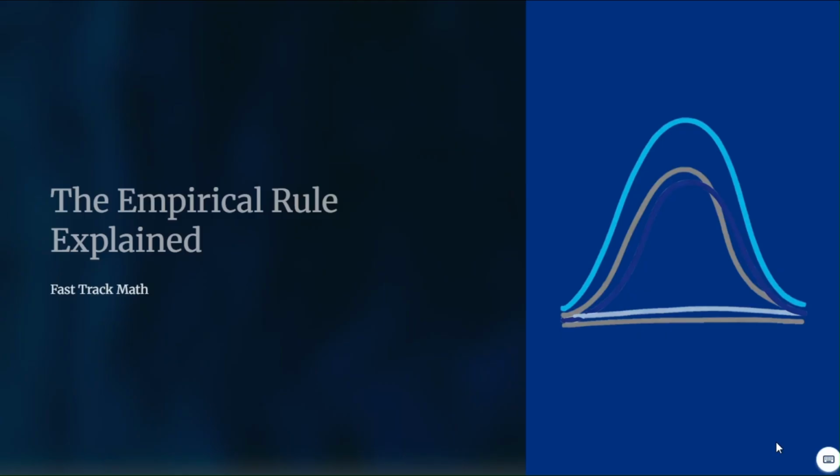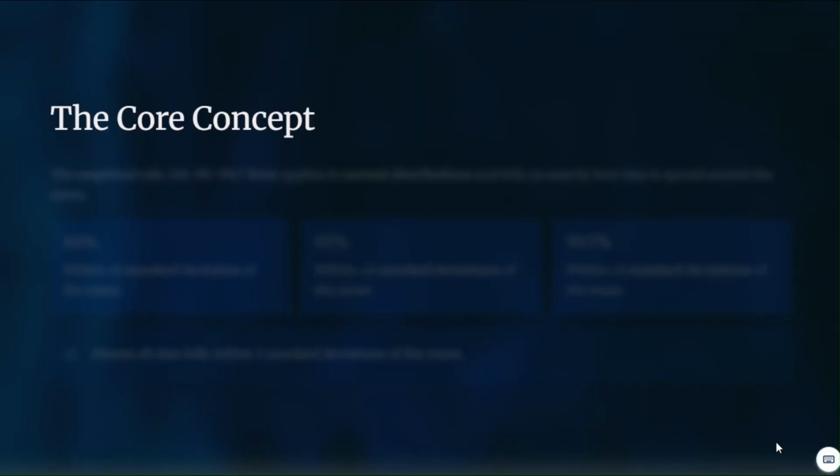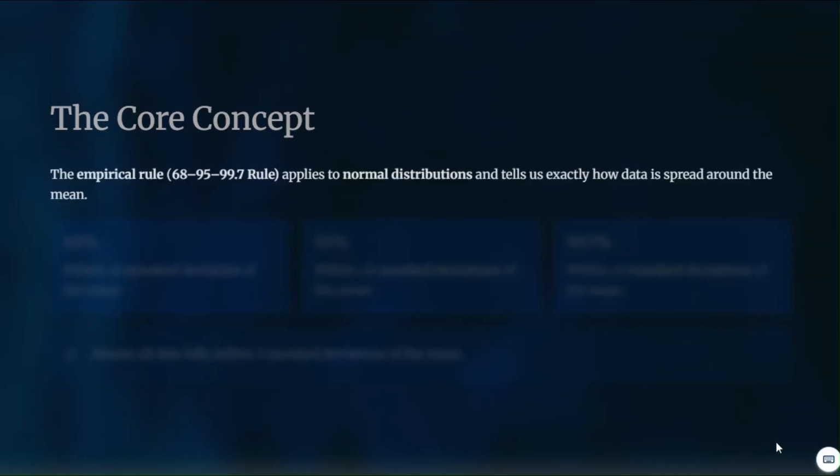What percentage of students score near the average, and how many scores are actually rare? Believe it or not, you can estimate all of that instantly without a calculator using one simple rule. The empirical rule, which is also called the 68, 95, 99.7 rule, applies to normal distributions and tells us exactly how data is spread around the mean.